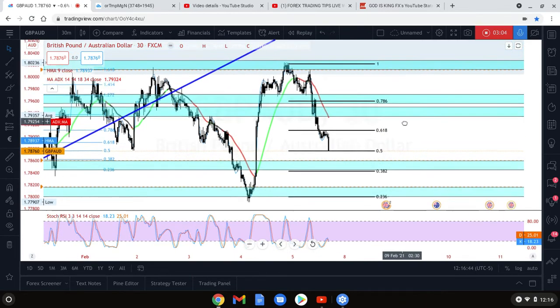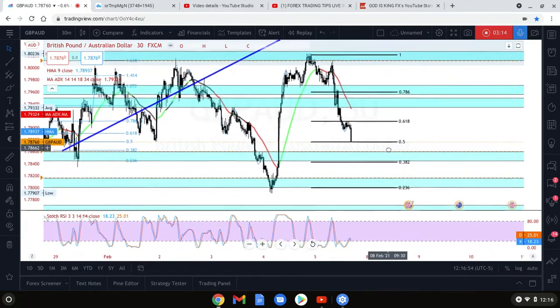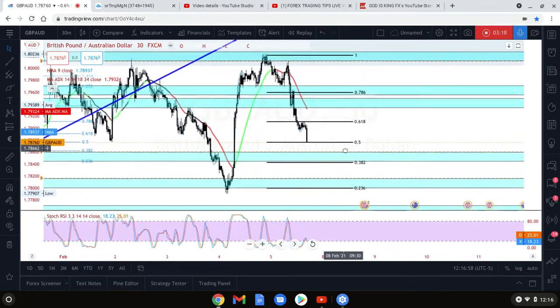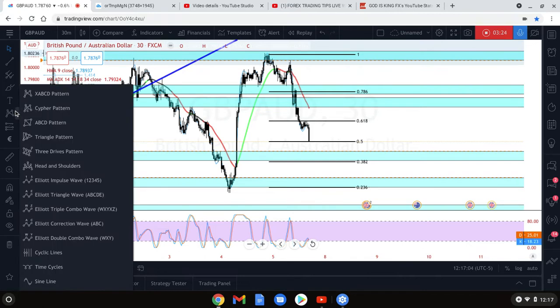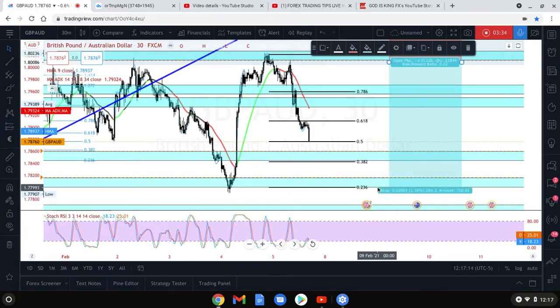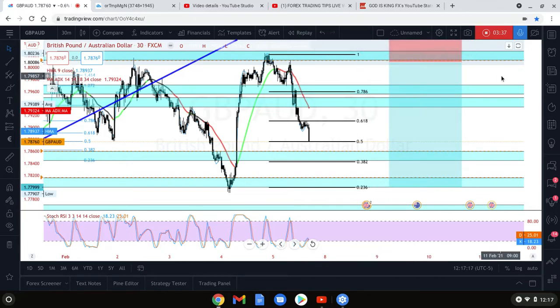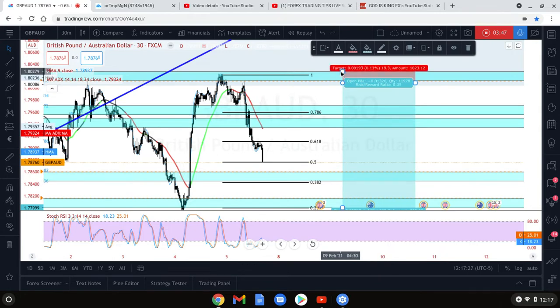So with this GBPAUD, I have the Fibonacci retracement. I think the Fibonacci retracement works very well with GBPAUD. So what we're going to do now is go to the long position tool, so we understand the risk that we're taking. With the long position tool, it's a 1 to above 5, because our stop loss is right on top of the resistance line. Just in case it goes against you, you're secure. This is how you avoid losing a lot of money in the market and increase your profit.